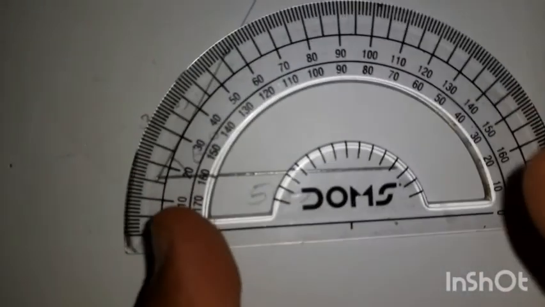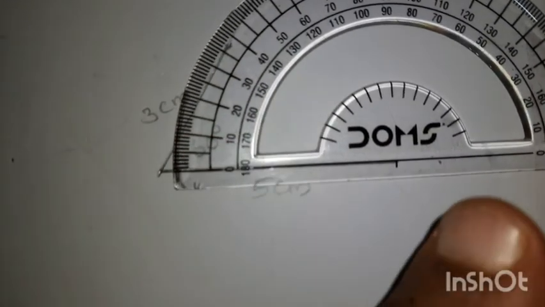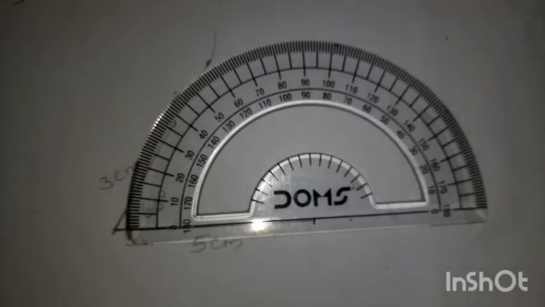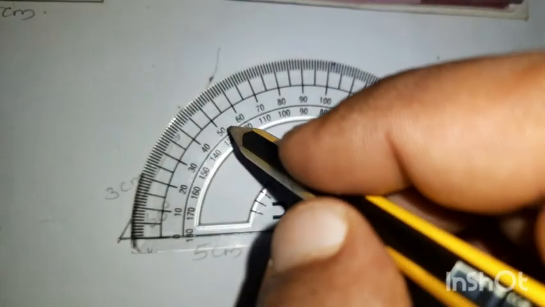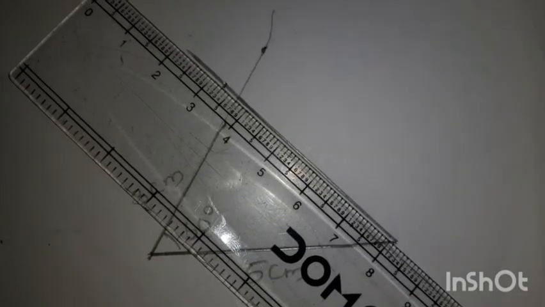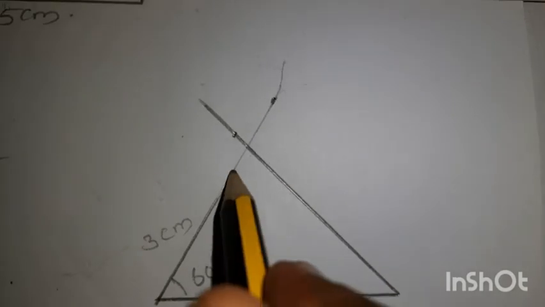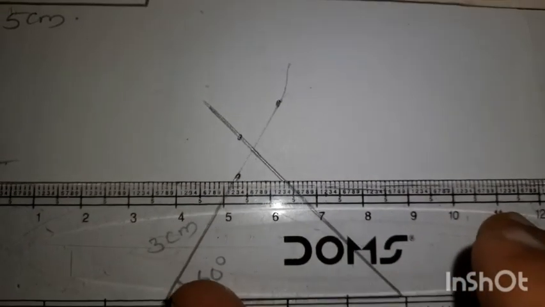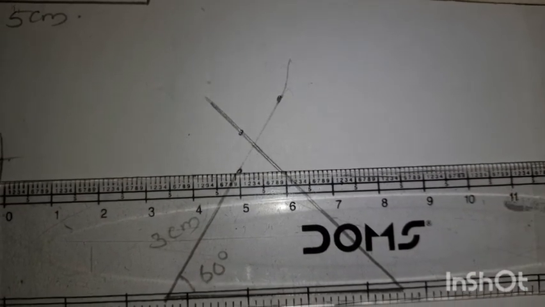Mark 3 centimeter. Then the other end you have to mark a 45 degree angle. Mark an angle of 45 degree. Then draw the line. So this is a 3 centimeter mark. Then you have to join these two lines.